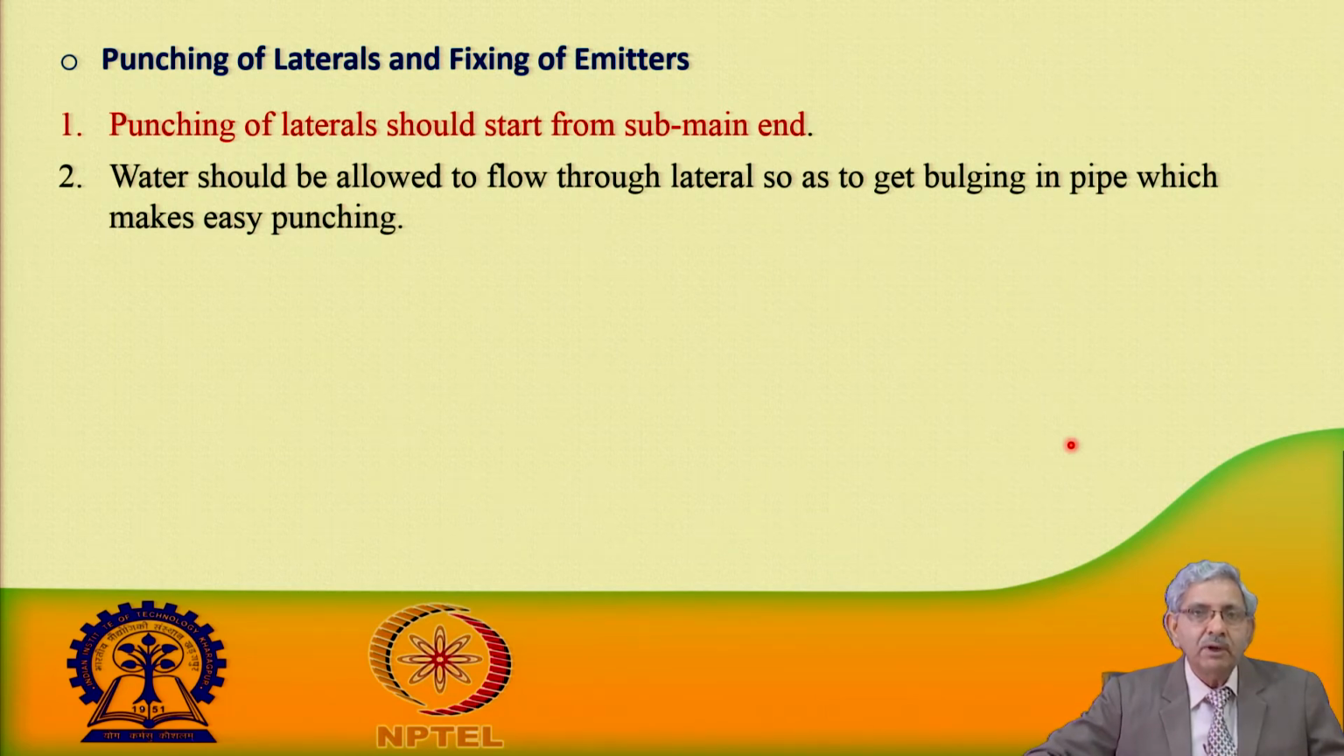Now, punching of laterals and fixing of drip emitters. Punching of laterals should start from the submain end, that is, from the upstream side of the lateral. We will start attaching drip emitters. Water should be allowed to flow through the lateral so as to get a bulging effect in the pipe, which makes it easy for punching the lateral.